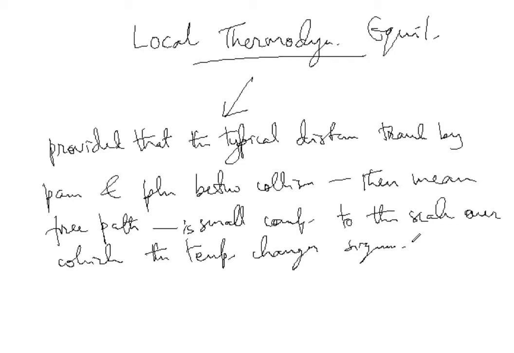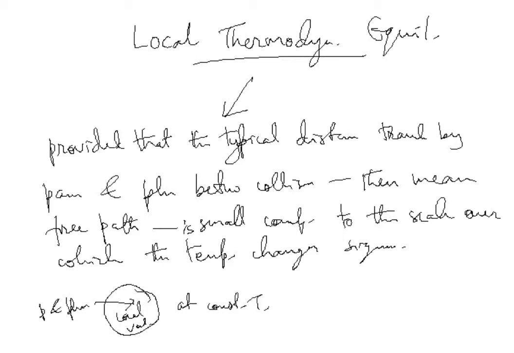the mean distance between the collisions is small. Basically, you can think of this situation as the particles and photons being confined to a local volume, at constant temperature. You can think of it like that.